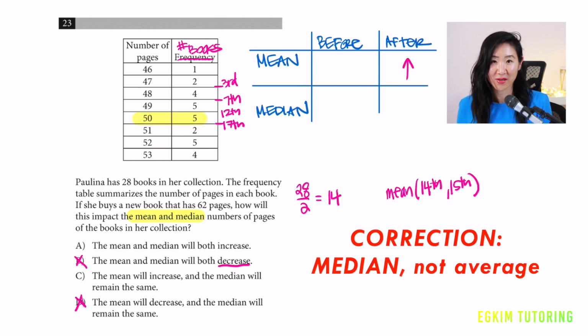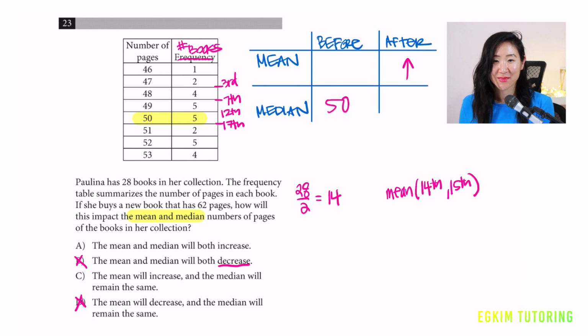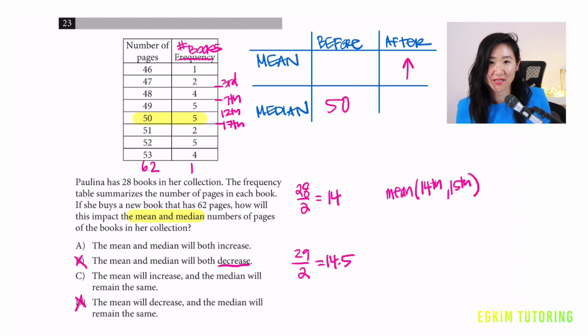The average of the number of pages is 50 because it's the same number, so let's put that in the table. Now we have to find the median after you added this new book that has 62 pages. So now we have 29 books. 29 divided by 2 is 14.5. When you have an odd number of values in your data set, you have to round up to locate the median. In this case, 14.5 rounds up to 15, which means that you have to locate your 15th book. But we already know that the 15th book had 50 pages, so the median doesn't change. And your answer is just C, where it says the mean will increase and the median will remain the same.